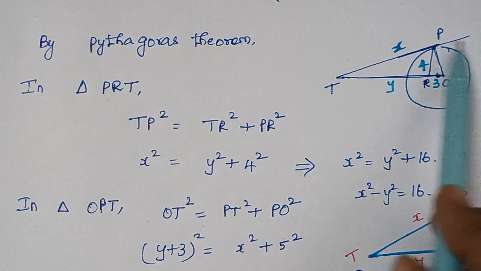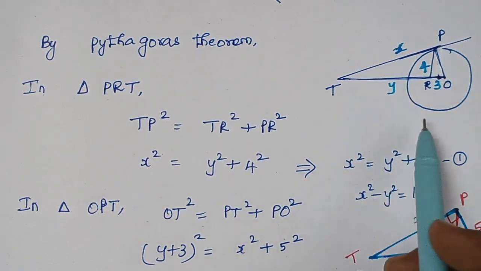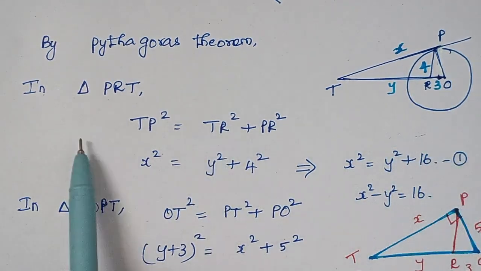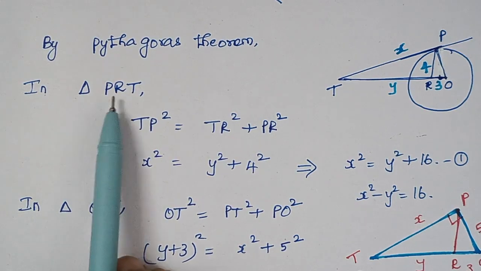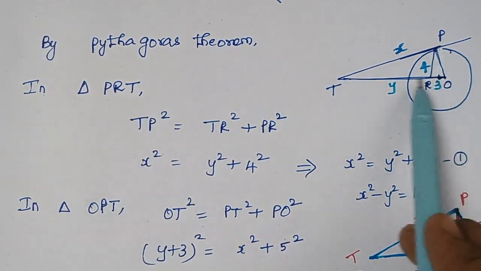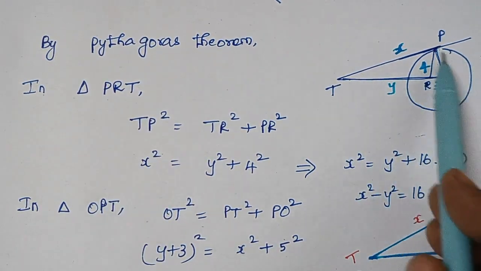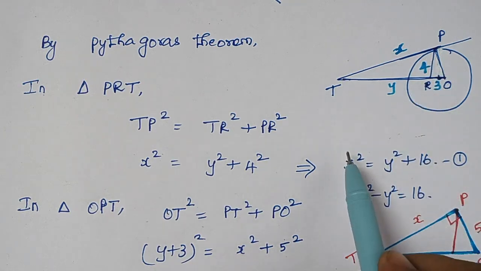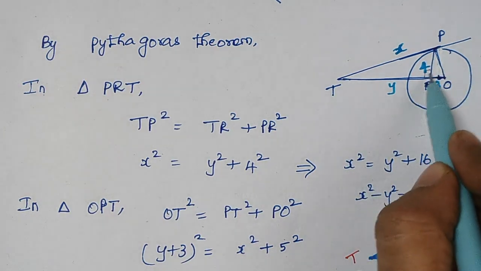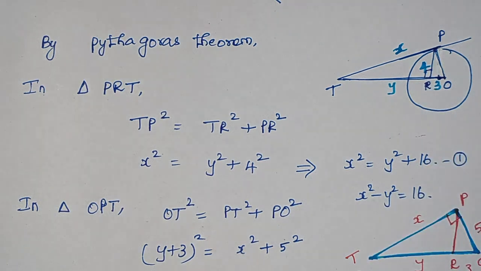So here in this diagram, we are having two right angle triangles, right? So first we are taking our triangle PRT, that is, we are taking this part. So in this PRT, what is the angle? Which one is 90 degrees? Angle R is 90 degrees, right?